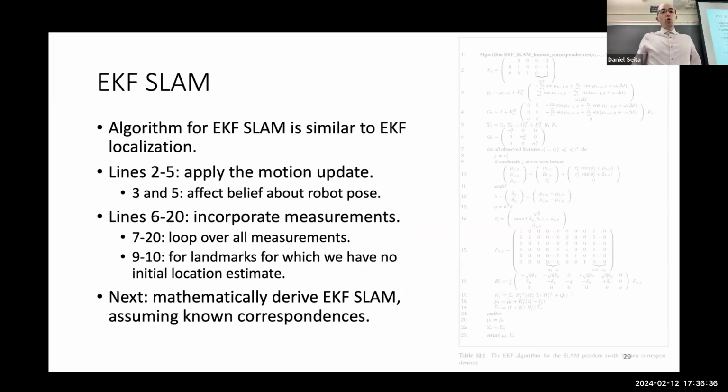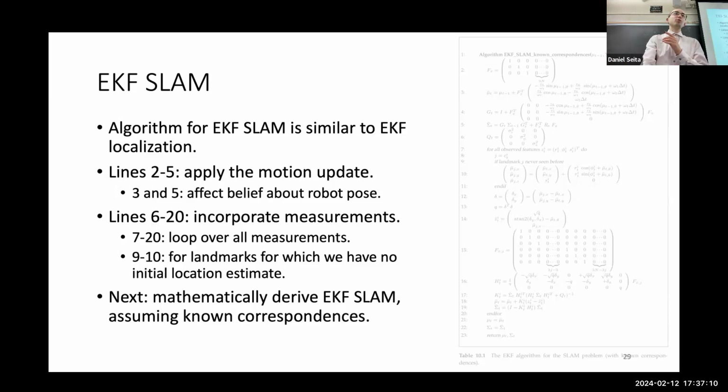So the algorithm for EKF SLAM is kind of like EKF localization. You first have a few lines that apply the motion update, and then you have lines that incorporate the measurement. Again, it's like EKF localization. This part incorporates the motion, given the robot's estimated pose plus the action: what is the next pose? That's what the motion model means.